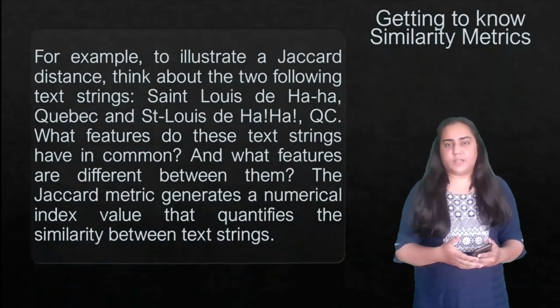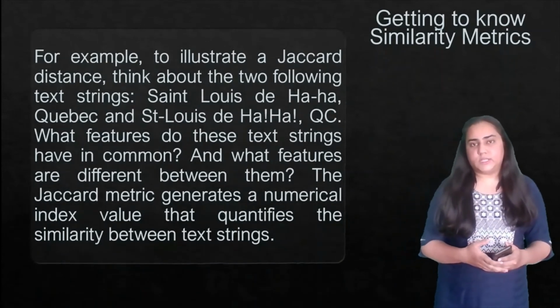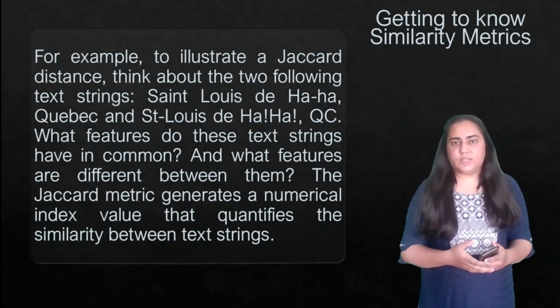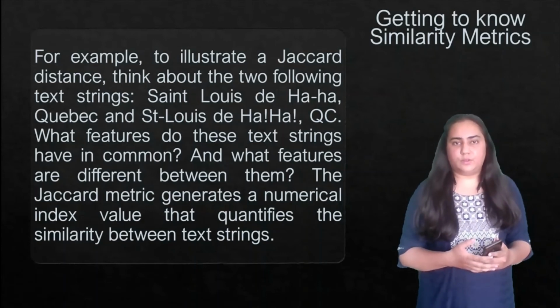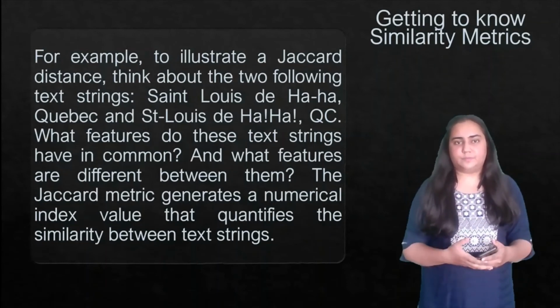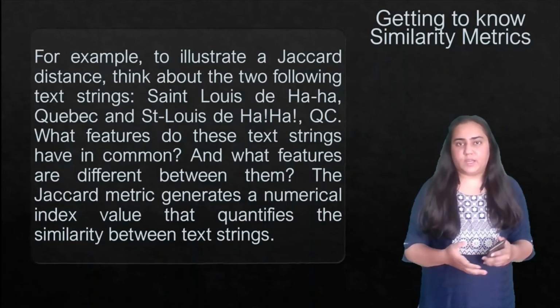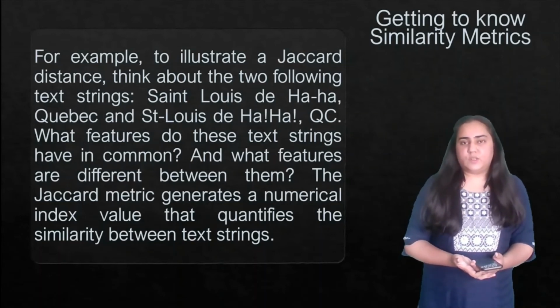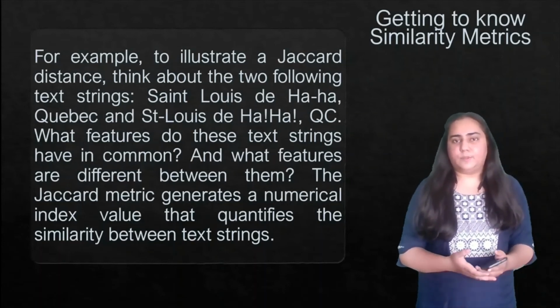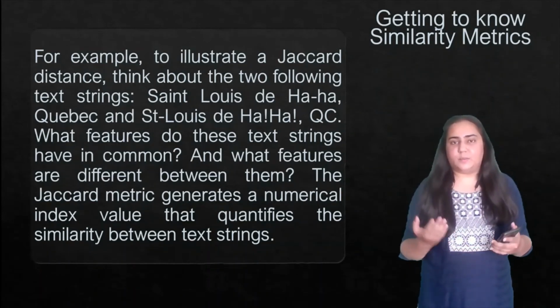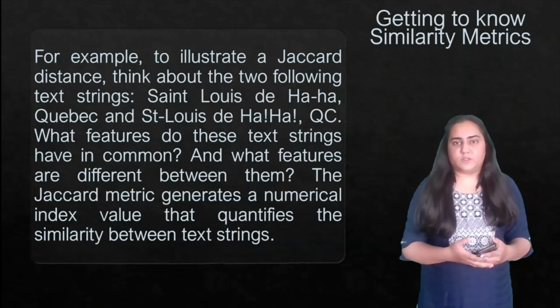For example, if you had to illustrate this Jaccard distance technique, then think about the following 2 strings: Saint Louis de Ha! Ha!, Quebec, and Saint Louis de Ha-Ha, and there is QC. So there are two things. What features do these text strings have in common? And what features are different between them? So obviously the strings are quite similar up to HA, after which there's an exclamation point, whereas in the other one there's a hyphen.